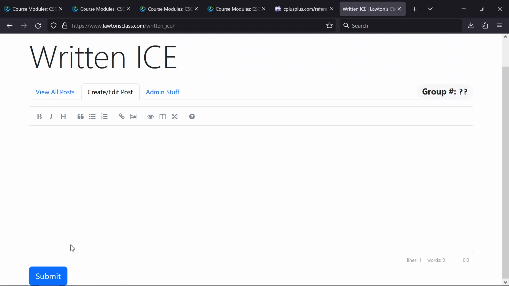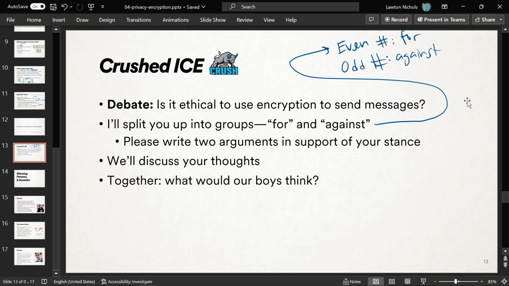You have to press submit to get a group number. It'll take like 5 minutes for this. We've got time. Clicking submit will give you a group number. There you go. Following your stance, come up with some good ideas. We're against, right?